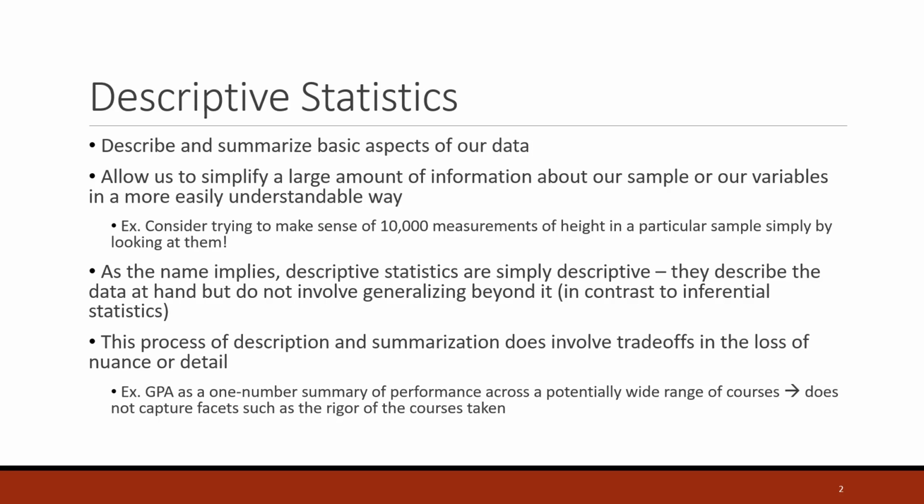And this process of description and summarization does involve some trade-offs, including the loss of nuance or detail. So for thinking about an example like GPA, which is a grade point average, so a mean, as a one-number summary of performance across a wide range of courses, we do lose some facets of that, such as the rigor of the courses that were taken.